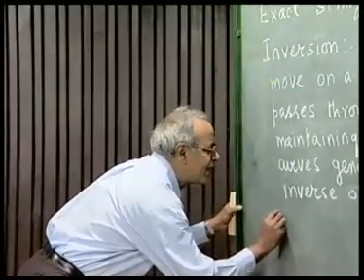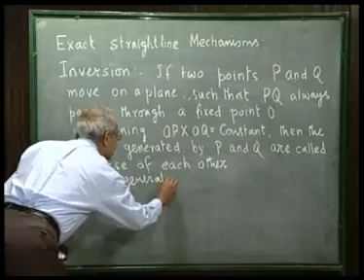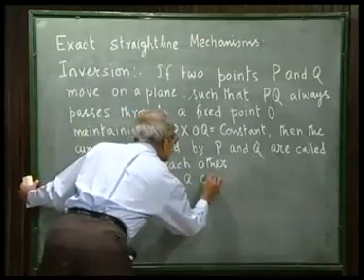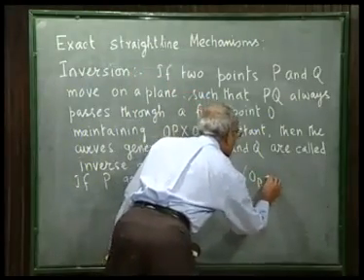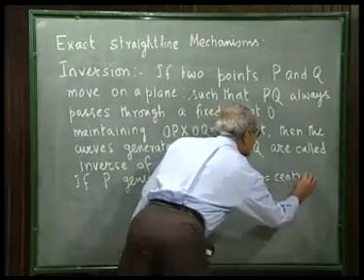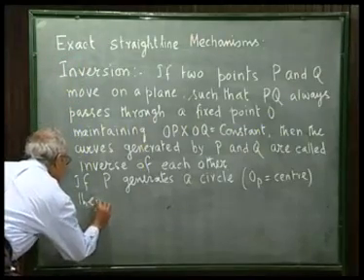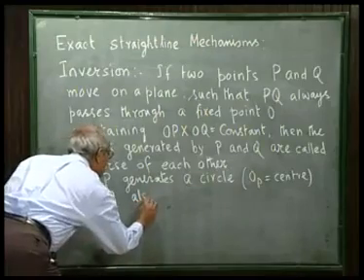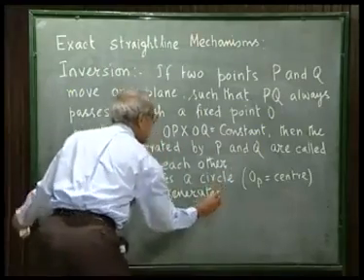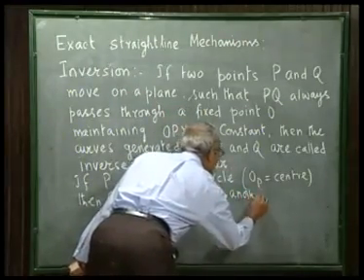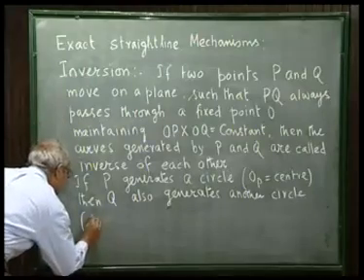In general, if P generates a circle with OP as center, then Q also generates another circle, and vice versa. Say the center of this circle is OQ.